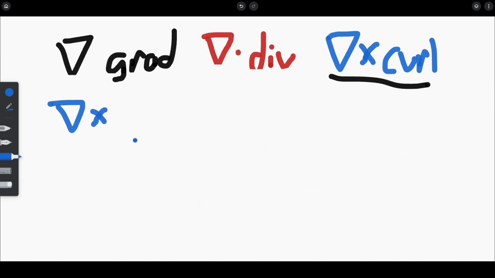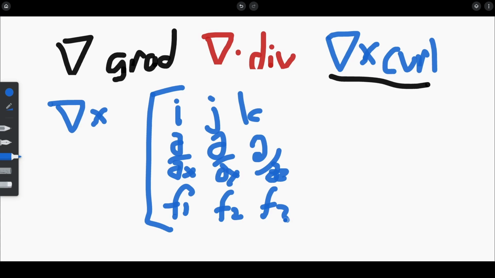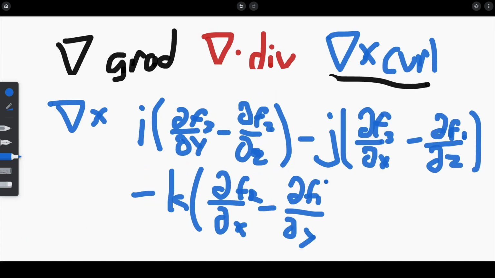And curl, just like the divergence, is calculated by taking the cross product of the gradient vector and whatever you're working with. So we'll draw our big, ugly 3x3 matrix here. And to find the curl of any given vector field, you just take the determinant of this matrix, which was very long, and I will write it now. And boom, there you have it. Determinant of a 3x3 matrix. Kind of long, but whatever. It's still easy to compute.